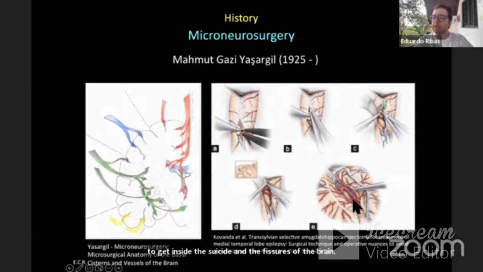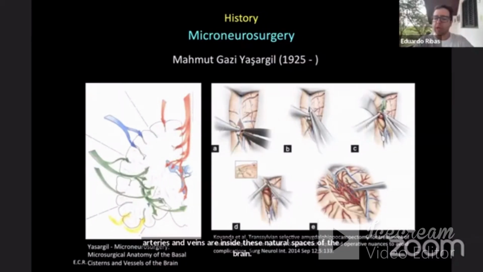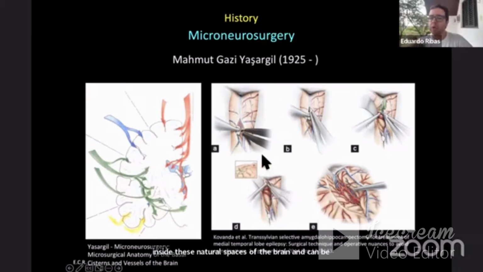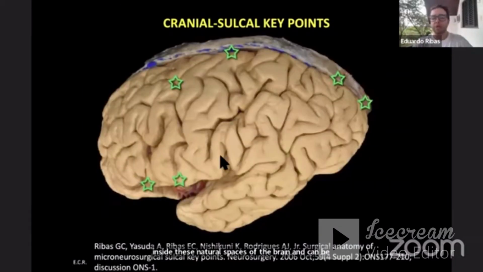Arteries and veins are inside these natural spaces of the brain. But if we do this with precision, with microsurgical techniques, we can really unfold the brain. We can get inside the natural corridors and up to a point reach a lot of cisterns, spaces inside the brain, even the basal cisterns, for example. A lot of lesions are not really inside the brain. For example, metastases, meningiomas, craniopharyngiomas, vascular lesions. They are just inside these natural spaces of the brain and can be reached without going through the brain, just the neurosurgeon navigating the natural spaces of the brain.